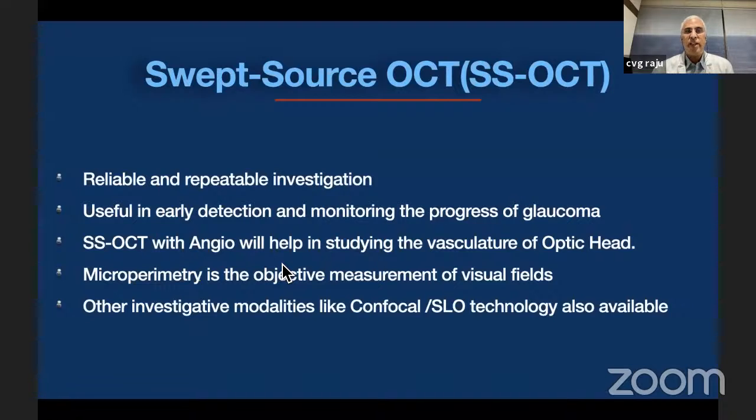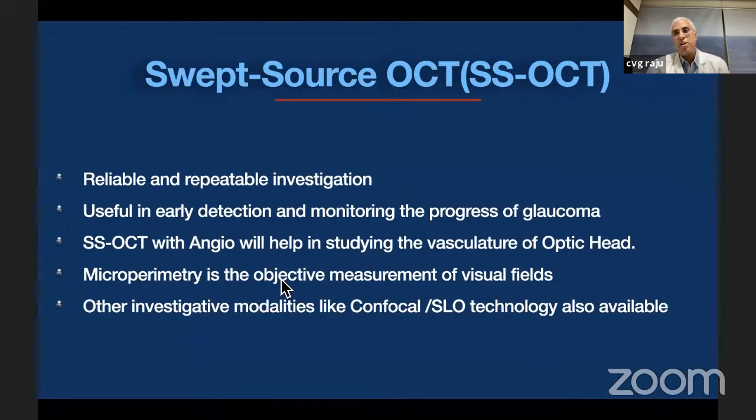It's useful in the early detection and monitoring of the progression of glaucoma. Regarding the swept source OCT, I have not mentioned two more features that are there, where you can use the angiogram facility with the OCT, where the earliest vascular changes happening in glaucoma can be picked up. And the other is the microperimetry, which Sureka has presented in her case. These two things I purposefully avoided. I don't want to confuse you.